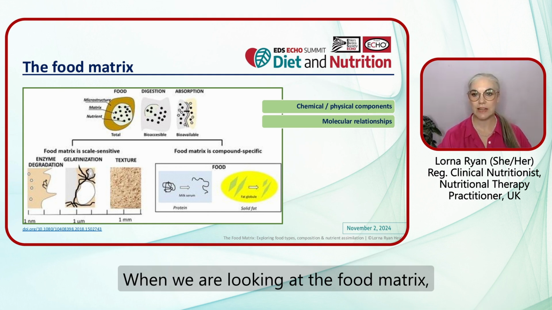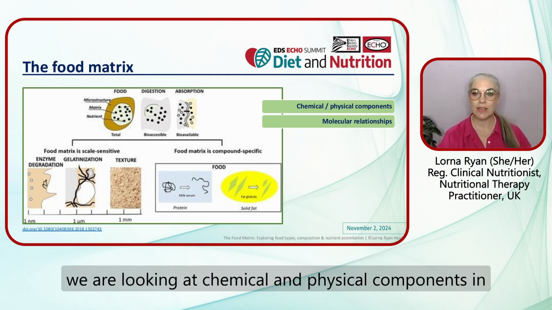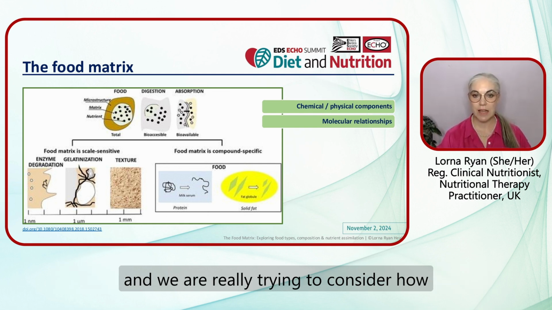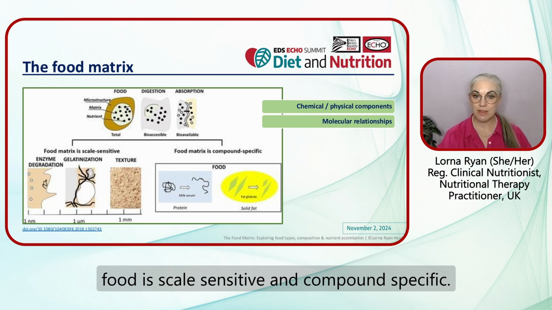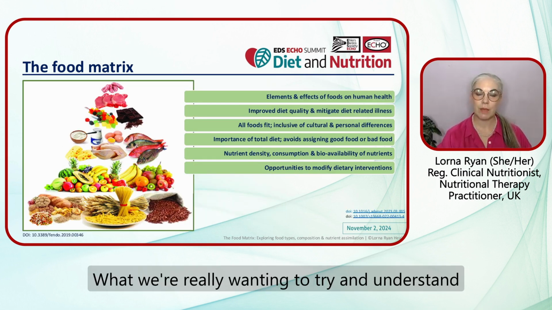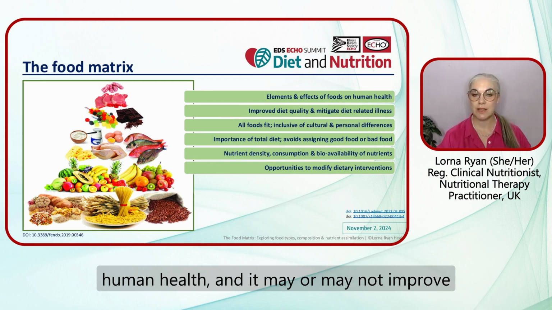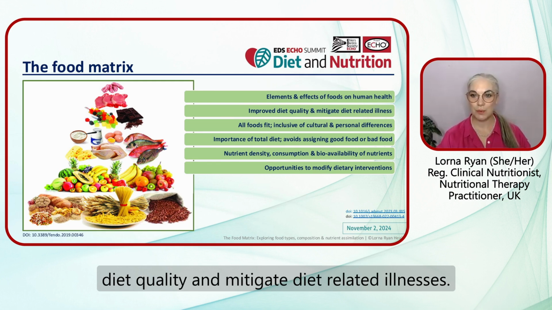So, when we're looking at the food matrix, we're looking at chemical and physical components and the molecular relationships of food, digestion, absorption, and we're really trying to consider how food is scale sensitive and compound specific. And what we're really wanting to try and understand is that all the elements of food can affect human health, and it may or may not improve diet quality and mitigate diet related illnesses.